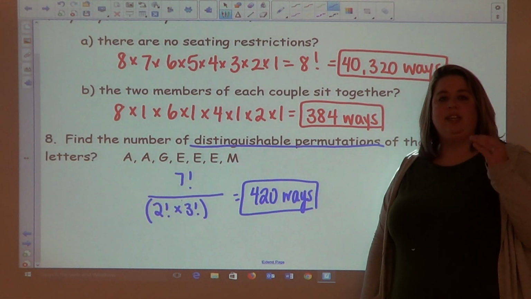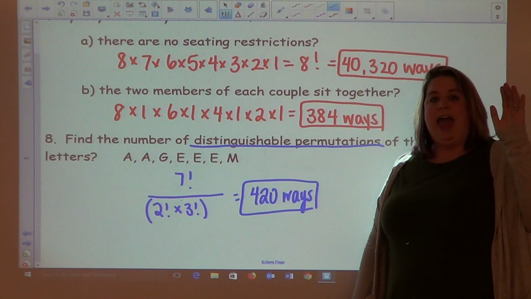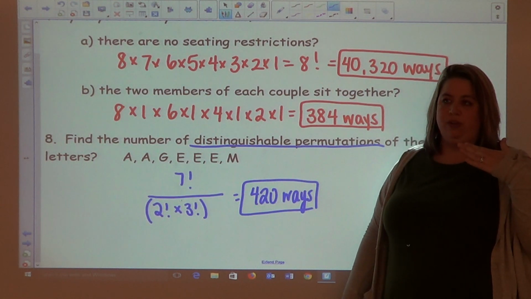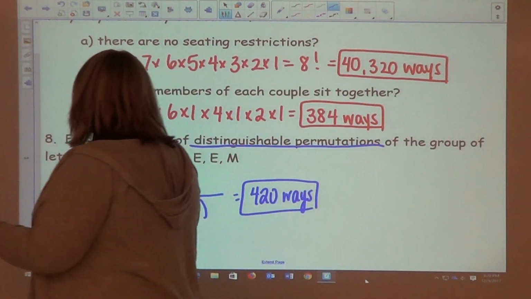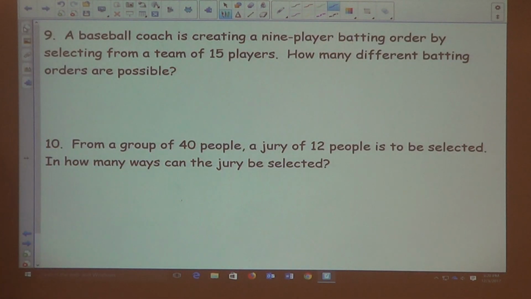When you get to the next problem on your homework, you're going to have to pick whether it's a permutation or a combination. So I'm going to give you two examples. One's going to be a permutation and one will be a combination. Permutation is when order matters. Combination is when order doesn't matter.